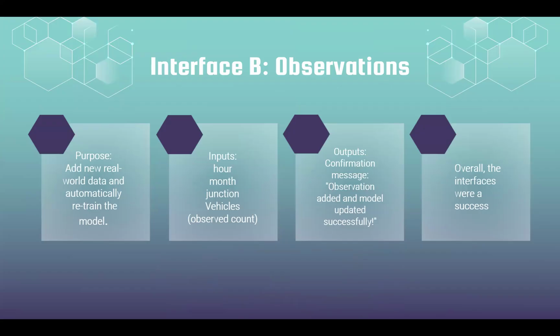For interface B, the main purpose was to add real-world data and automatically retrain the model. This is for the user to input a certain hour, month, and junction and how many vehicles they observed. The output would be a confirmation message saying that the observations were added and the model updated successfully. In the module, we called the old data frame. We created a function for the user to add the observations, and once they added the observation, it would create a new data frame, which would then be added to the original data frame to update it.